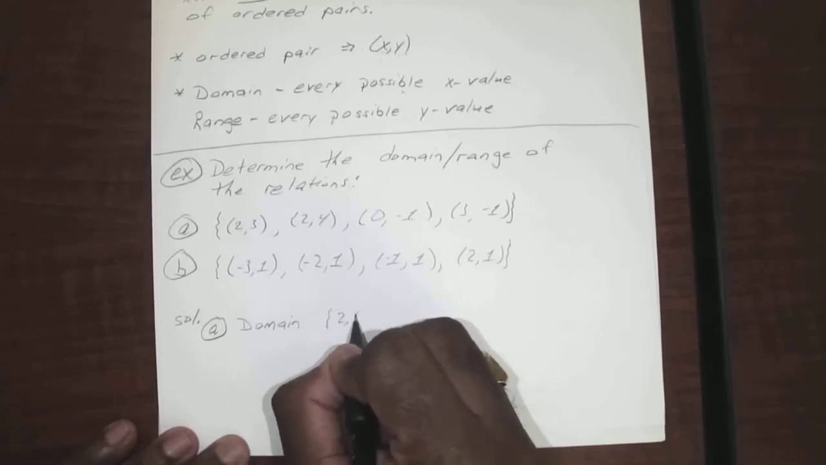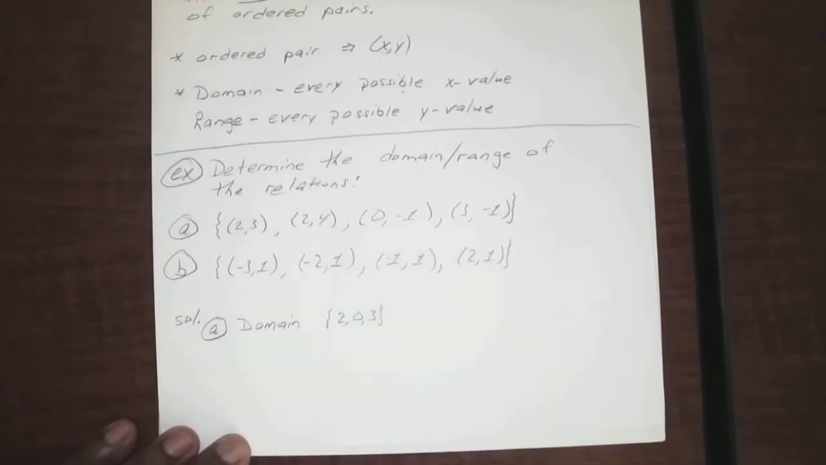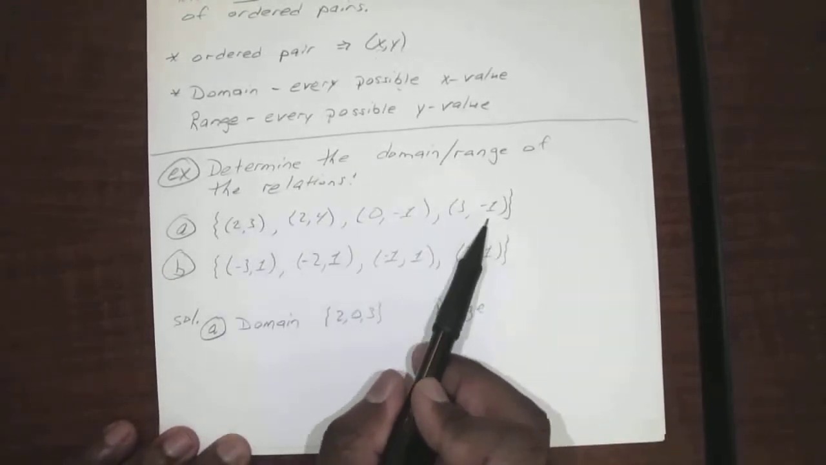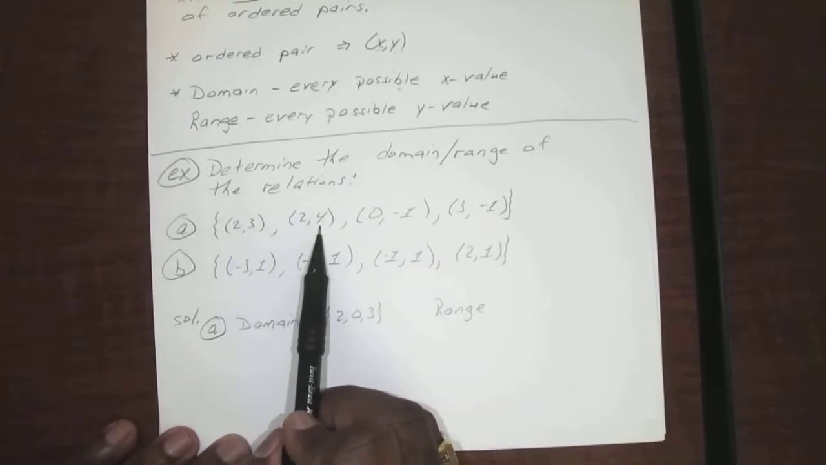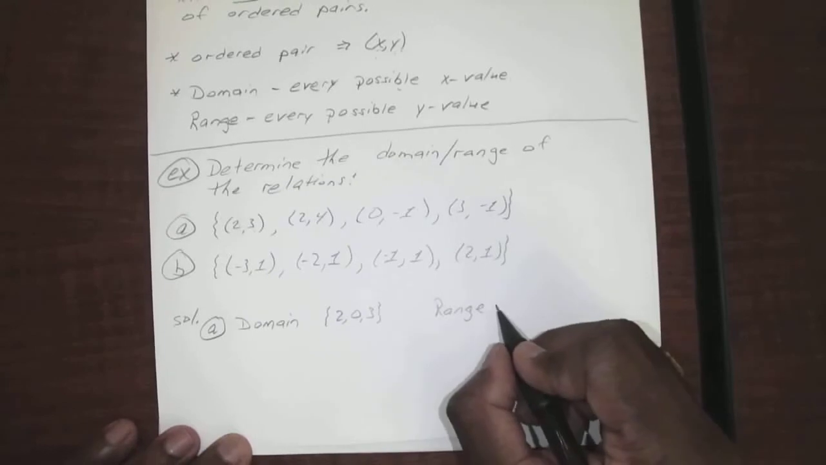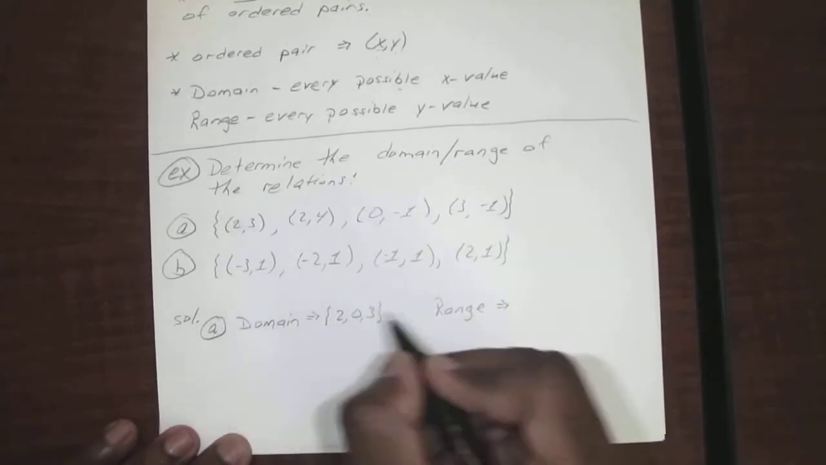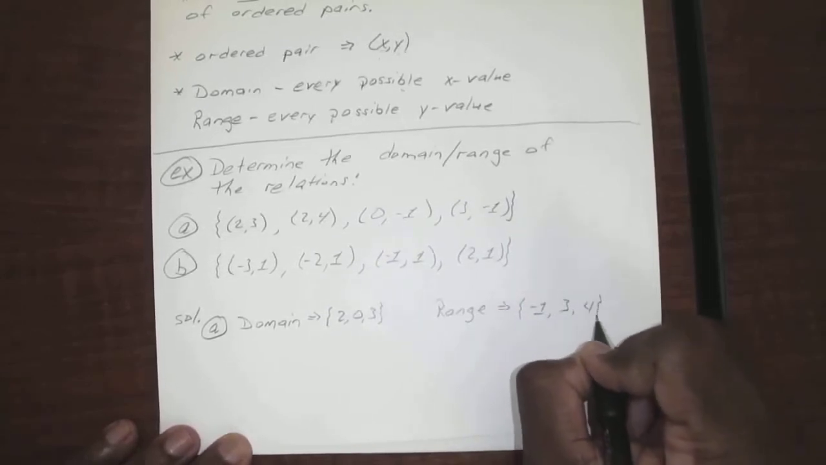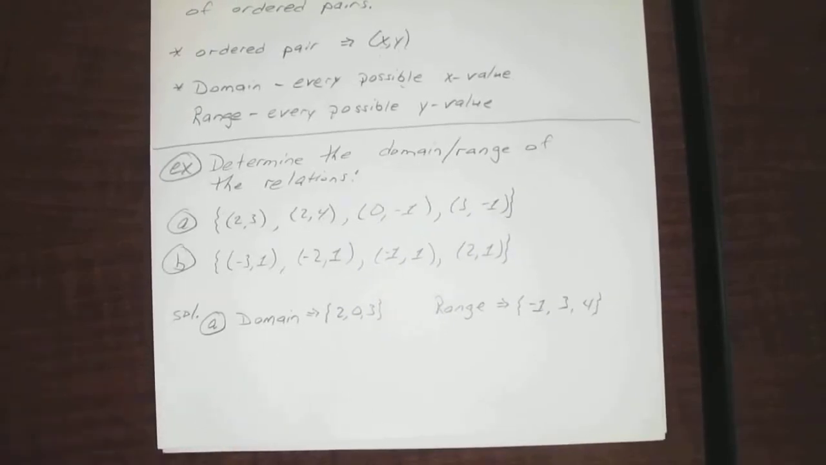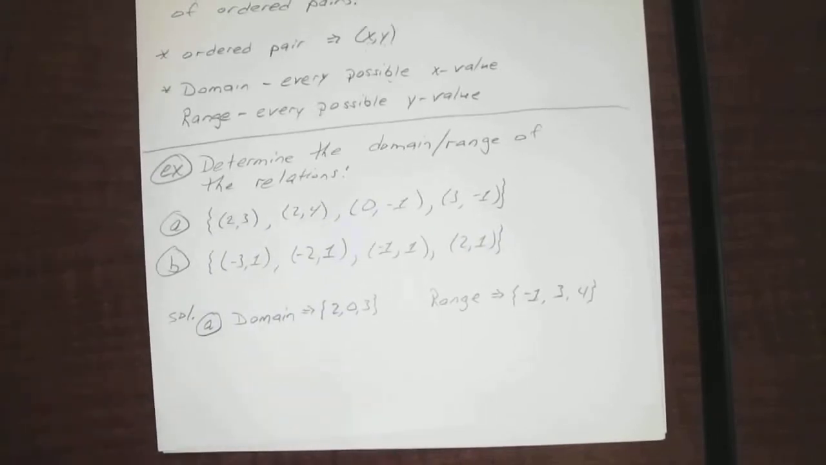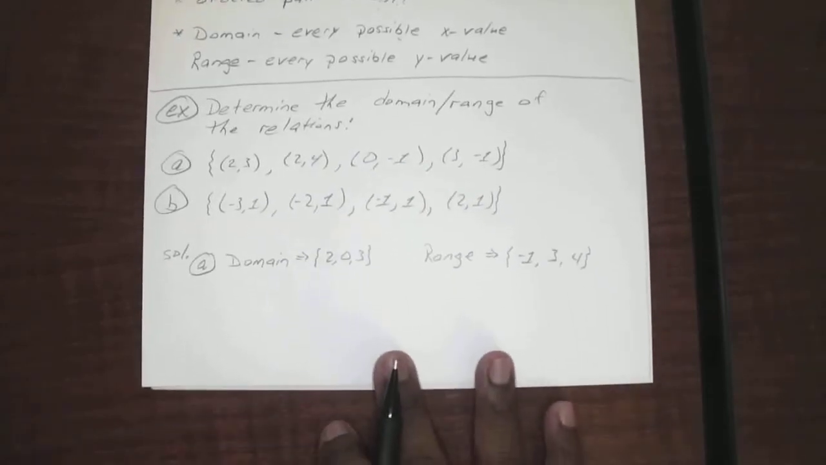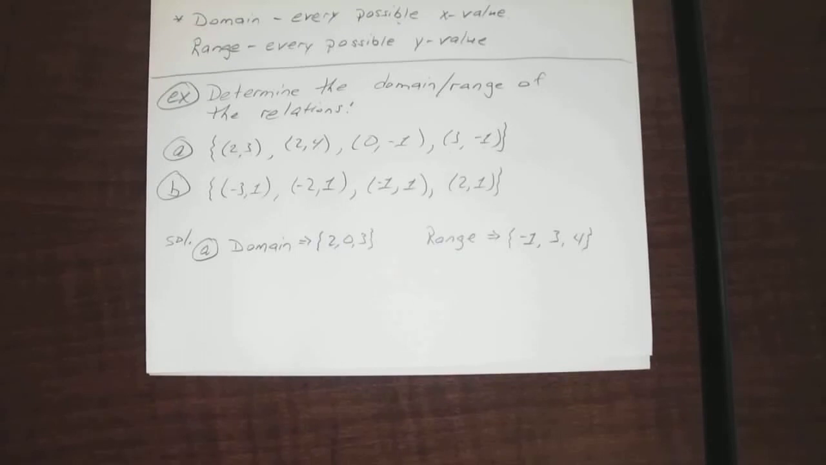So your domain is 2, 0, 3. And your range, which is every possible y value, is 3, 4, and -1. Or -1, 3, and 4. Okay. So even if they repeat like the 2 did for the domain, you only write it down one time. You don't have to write it down multiple times. Any questions on that one?